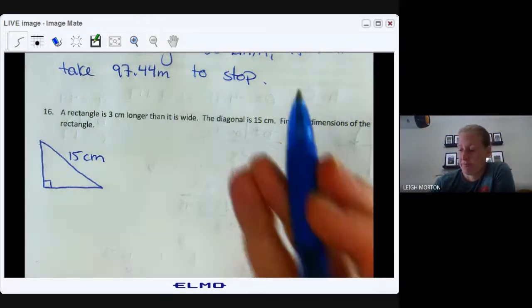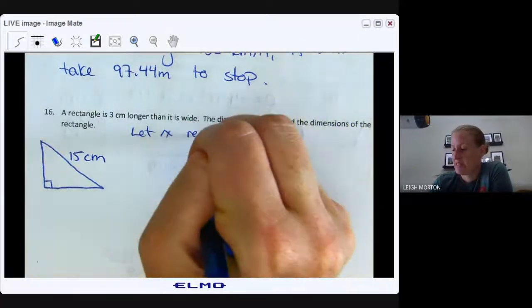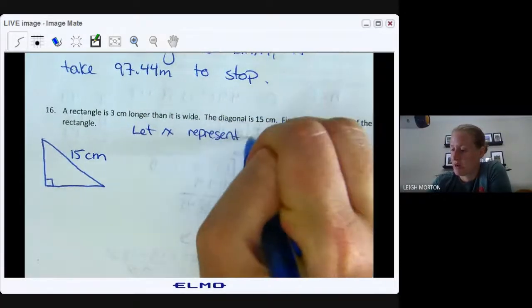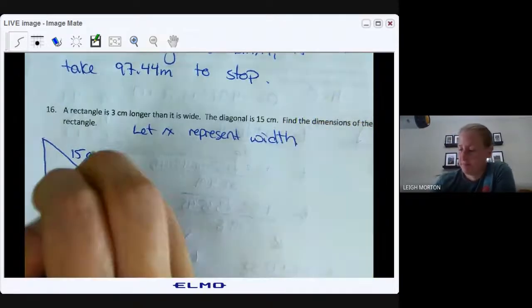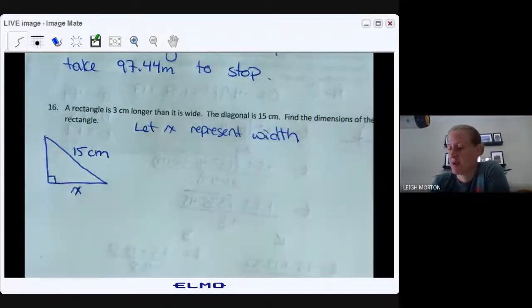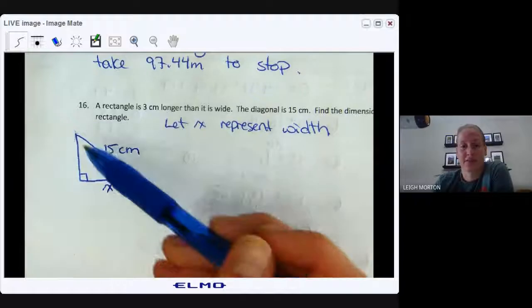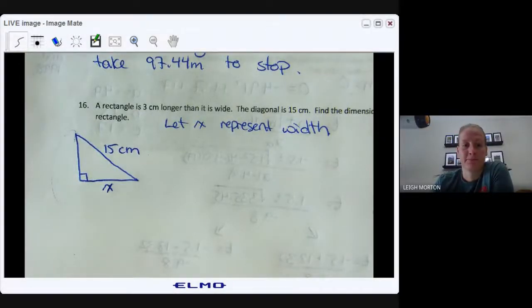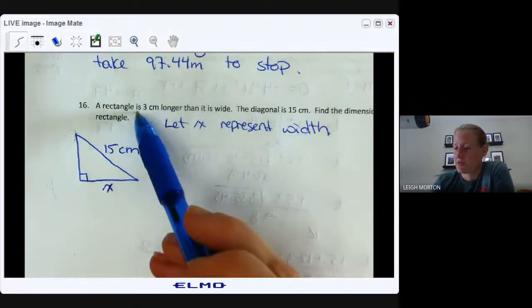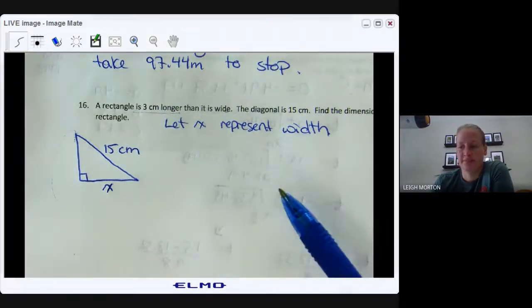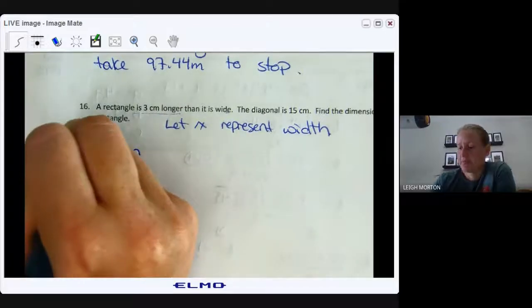Right here, we have an unknown. I'm going to say let x represent width. So that's x, my width right there. What then would the expression be for my length? If it's 3 centimeters longer than it is wide, then my length would be x plus 3.